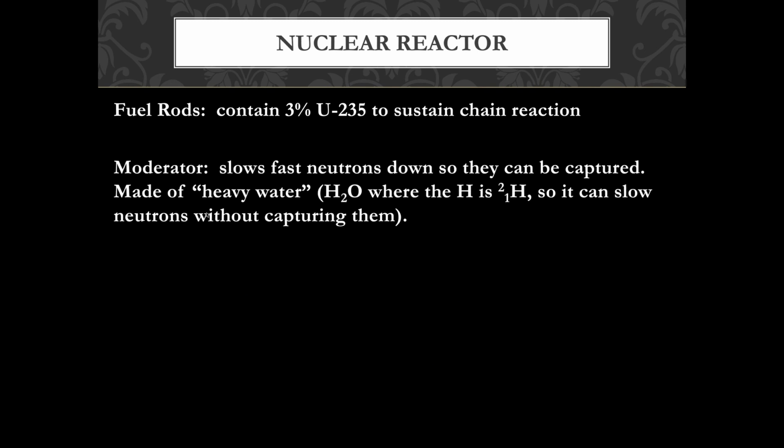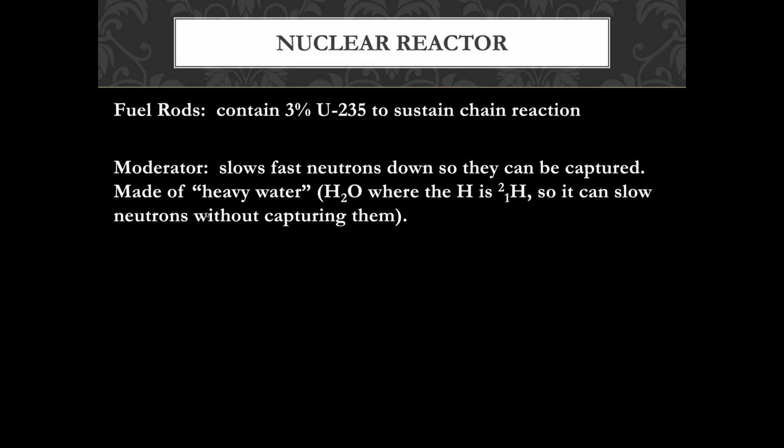So how do you slow those neutrons down so they can be absorbed? Well, you use a moderator. A moderator is a substance that will slow neutrons down without being absorbed. In the United States, we use heavy water, where the water uses hydrogen with a mass of 2, deuterium. Deuterium oxide, or heavy water, is really good at slowing down neutrons without stopping them.